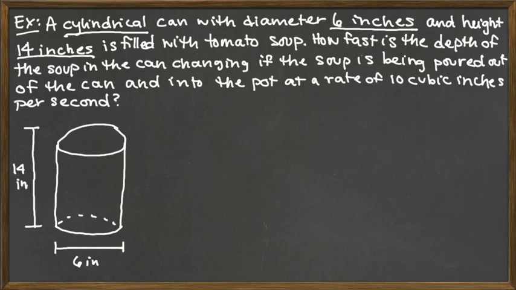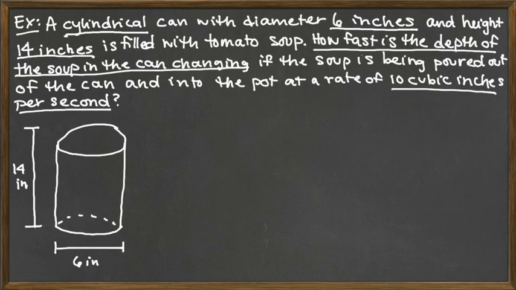Okay. Of course, that can doesn't change in size. The can itself has those dimensions, but what could be inside the can could be changing in size. So that can is filled with tomato soup. How fast is the depth of the soup in the can changing? So we're looking at this being the question. How fast is the depth of the soup in the can changing? If the soup is being poured out of the can and into a pot at a rate of 10 cubic inches per second. So the one other thing we have here is this 10 cubic inches per second.